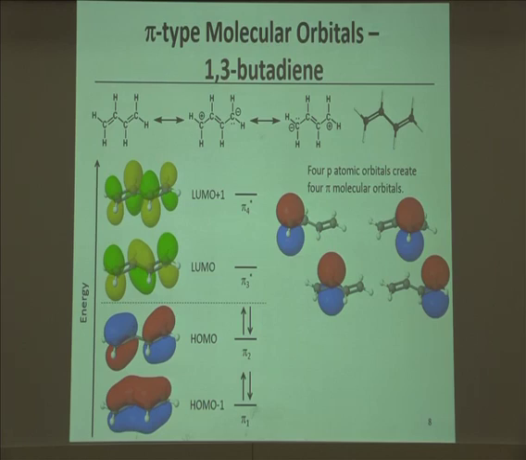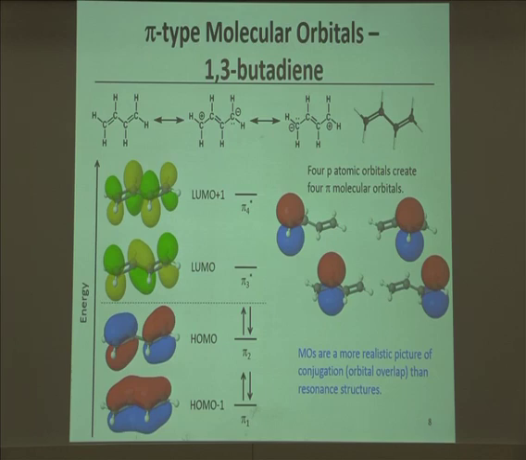Knowing that this is the manifold of molecular orbitals created, knowing that each of these carbon atoms is an sp2 hybrid and planar, it's pretty reasonable to depict the atomic hybrid orbitals as a set of p orbitals, one contributing from each of the carbon atoms, and depending on how they're overlapped, we can make this manifold of four molecular orbitals.